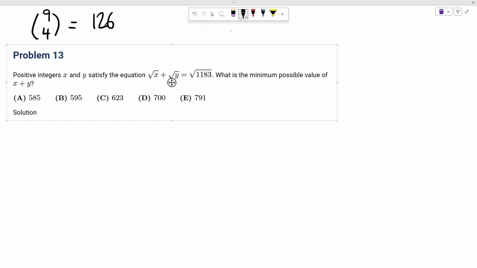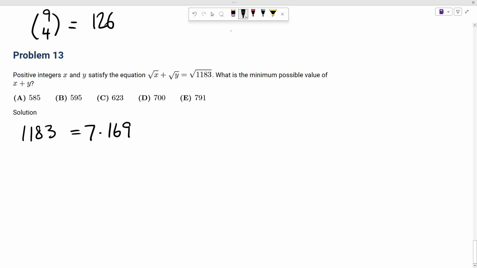Positive integers x and y satisfy root x plus root y equals root 1183. Let's factor that. 1183, I mean, not 1883. It's not divisible by 3. It's not divisible by 5. It's divisible by 7, I think. Let's try dividing by 7. It equals 7 times 169, so we have a 63.